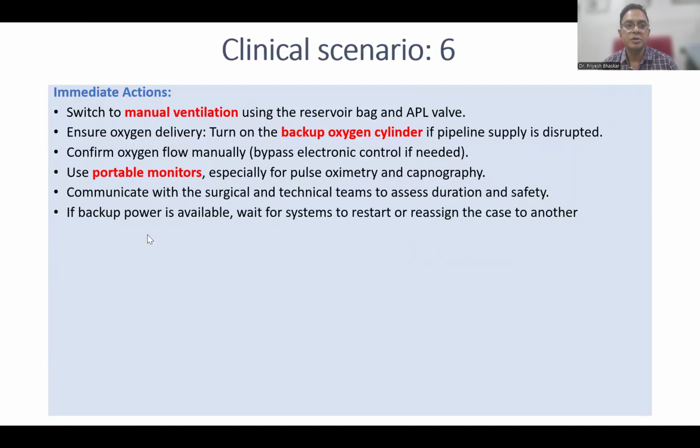Immediate action was to switch to manual ventilation, right, with the reservoir bag or APL valve. Ensure oxygen delivery through a backup oxygen cylinder. You confirm oxygen flow manually. Use portable monitors, right? If the monitors are not working, the battery is finished. So communicate with the surgical team and the technical team. And if the backup power is available, wait for the system to restart.